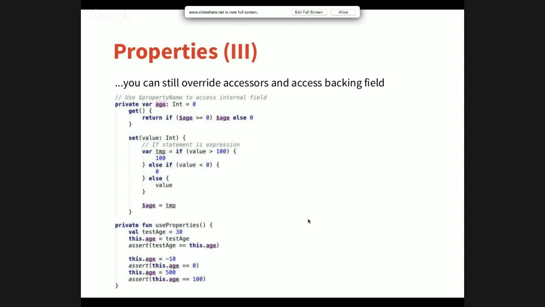And notice that in this testing code, you can assign a value to a property just as you would assign it to a field. But actually, the setter gets executed. And yeah, this dollar sign variable, Kotlin generates that for you if you want to do some validations.